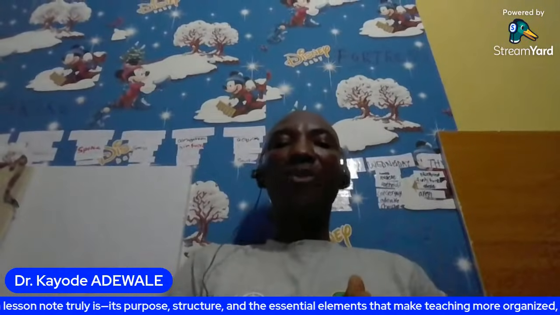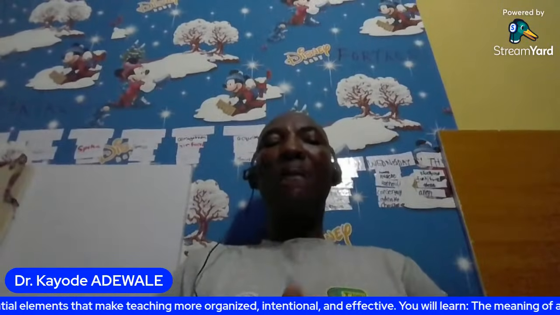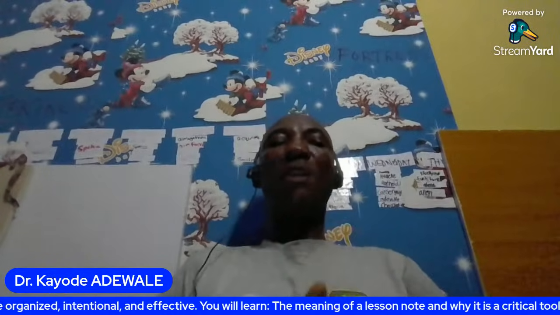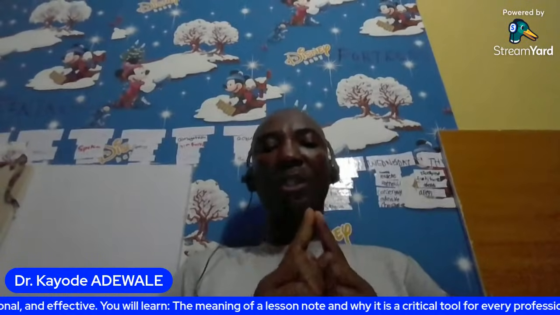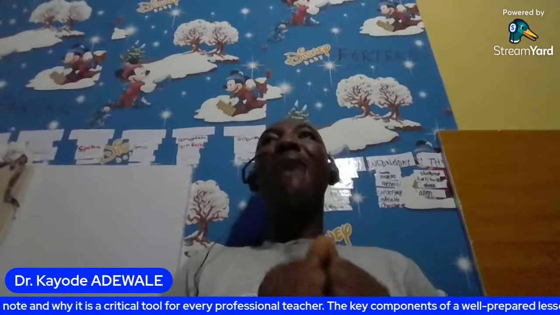When we are talking about duration, that is the amount of time allocated for a lesson. In the Nigerian context, the normal time we use is 40 minutes. So your duration, you are expected to put 40 minutes if it is one period. If it is two periods, that means 40 plus 40, which is 80 minutes.